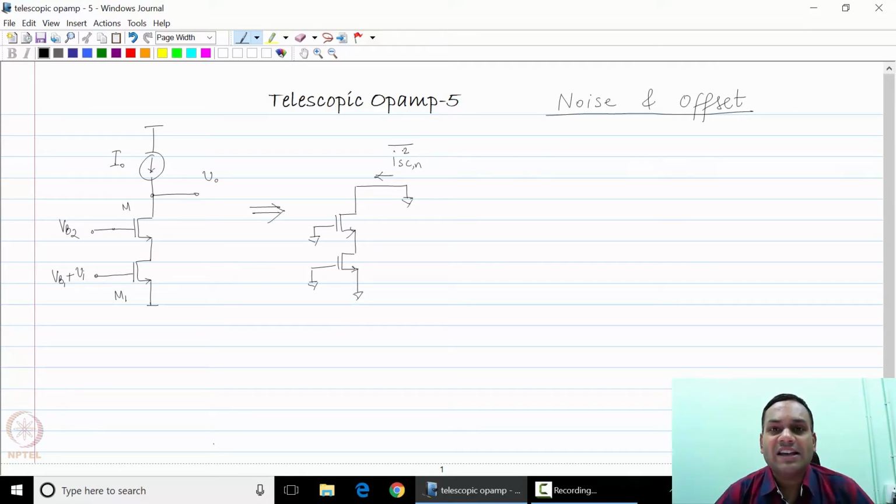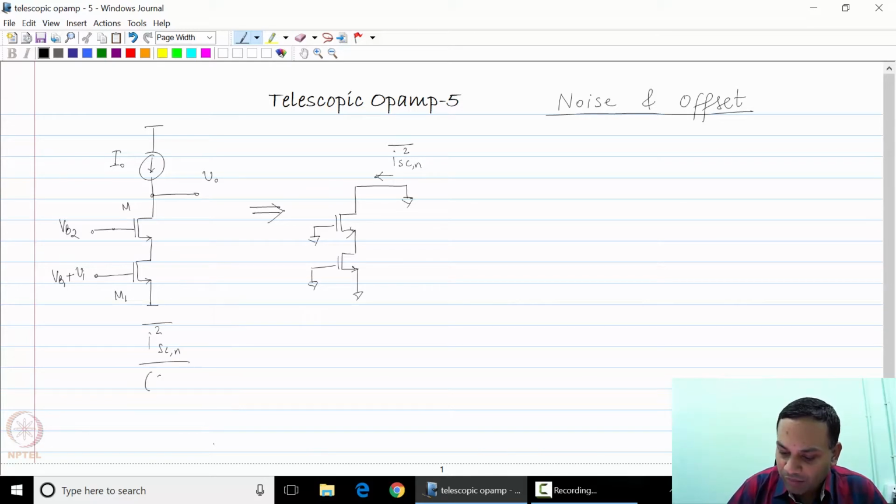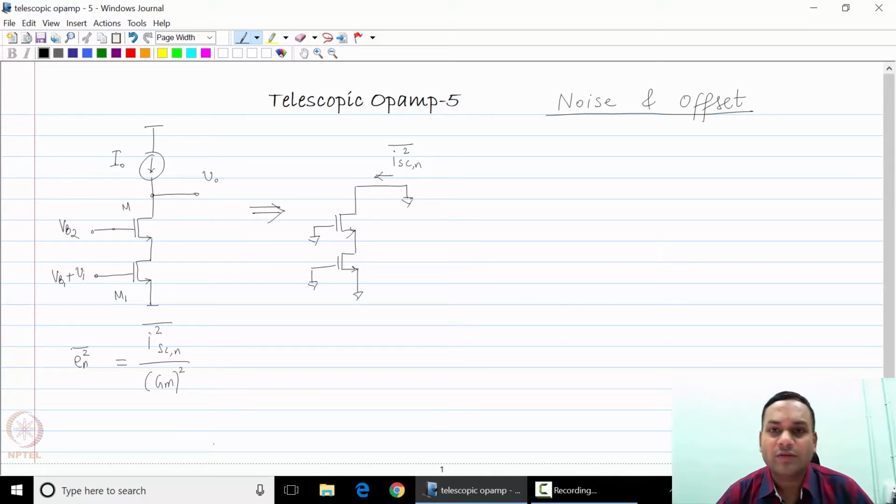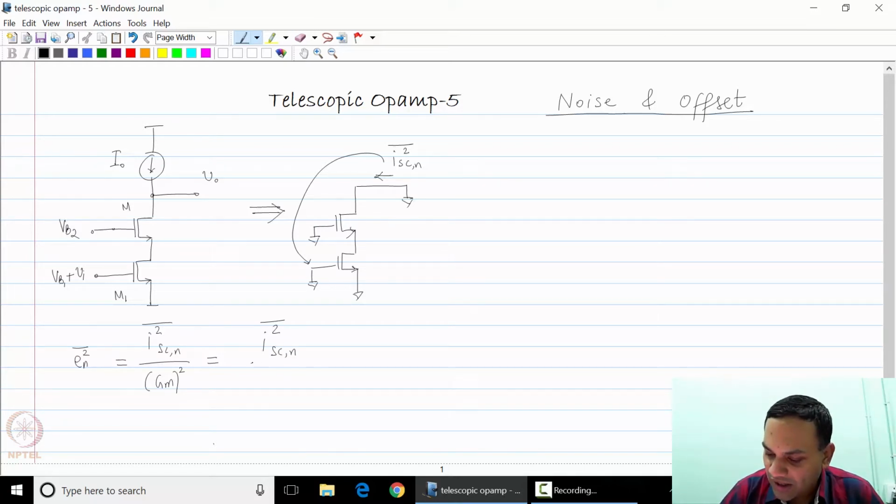We will find out I squared SCN, and if I divide I squared SCN by the square of the transconductance of the cascode amplifier, this will give me the input referred noise voltage squared, which I shall call En squared. To refer this back to the input of the amplifier, I will divide by the square of the transconductance. And as we have seen, the transconductance of the cascode amplifier is nothing but Gm1. So, this is I squared SCN over Gm1 squared.